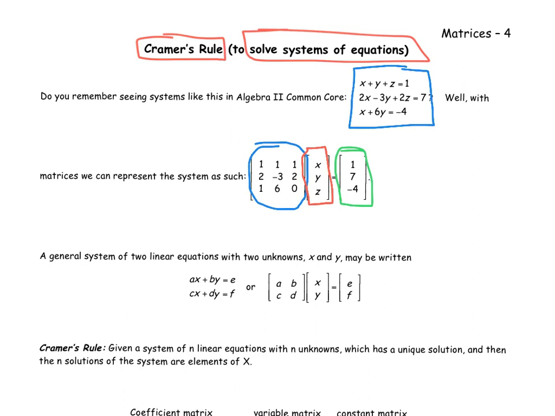Just to give an example here, if I look at this first row, all of the coefficients in front of the variables are 1, hence the 1, 1, 1. We have x, y, z, and it's equal to 1. So that's just dealing with the first row. That's just an example for you guys to see what it looks like.